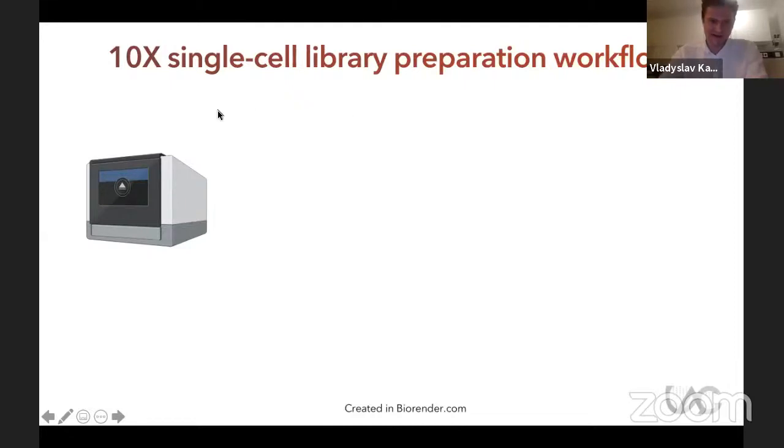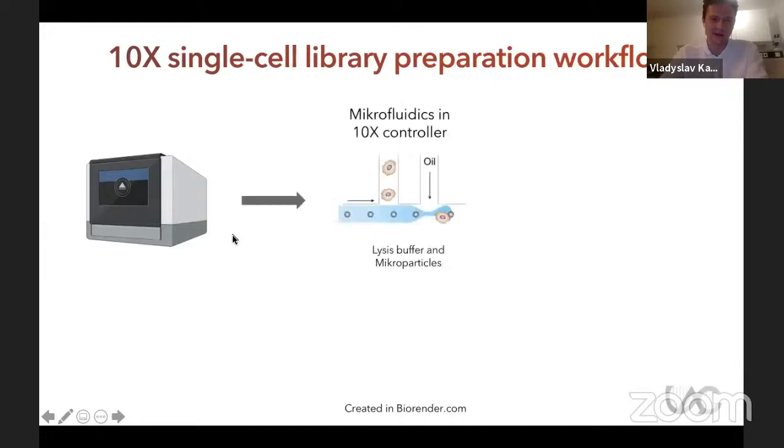The second thing that you need for this method is, of course, a machine that is doing the microfluidics for you. So let's imagine we have our fresh liquid samples with cell suspensions, and we can load them onto the 10x Chromium controller machine. What happens next? In this controller, you have a lot of tubes that are working by the microfluidics principle. That means each of them has its own flow. For example, in this tube, you can see only the cells floating. In the other tube, you can see the oil floating. And in the third tube, you can see a lysis buffer with microparticles floating.